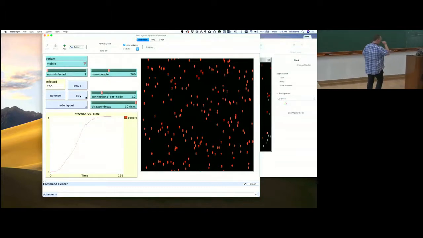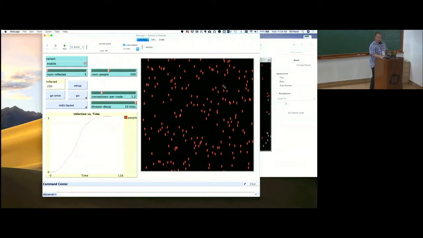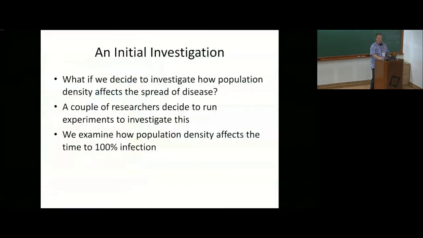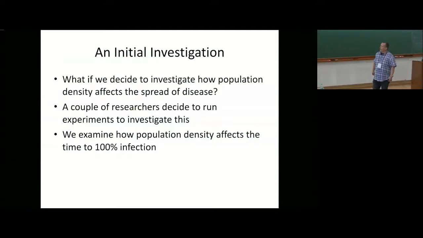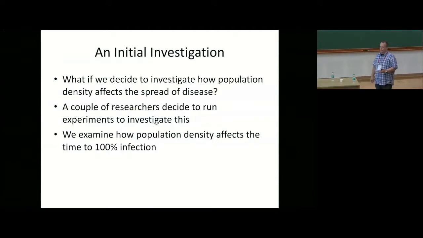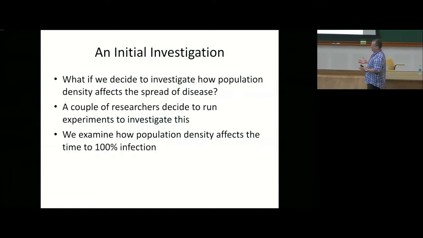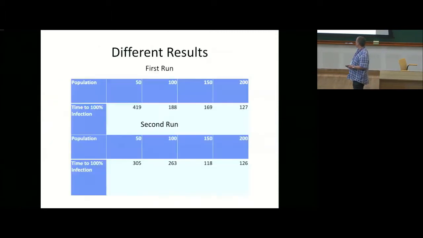Now, why am I introducing this model? I'm introducing this model because we're going to try and use it to actually look at some scientific results. So what if we want to know how population density affects the spread of disease? We have a mobile model where people run around, so the closer people are together, the quicker the disease should spread. But let's try and understand that a little bit.